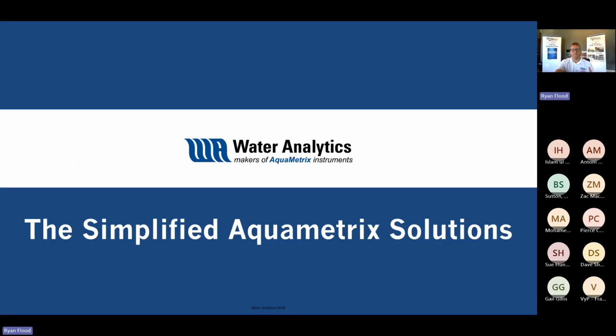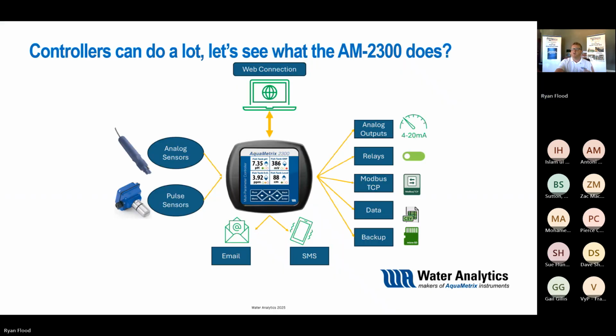So we talked a lot about this, and now going into the simplified Aquametrix solutions. As mentioned, controllers can do a lot. And as you see here, there's a lot of things that the 2300 can do. And I won't go into all the details with this, but I want this to make you start to think of the question, what's the level of control that you need or your customer needs? Because again, there's a lot of features that can be used here. And as you start to think about it, what's the main driver for that facility, and how do you give them the best ROI for what they need?